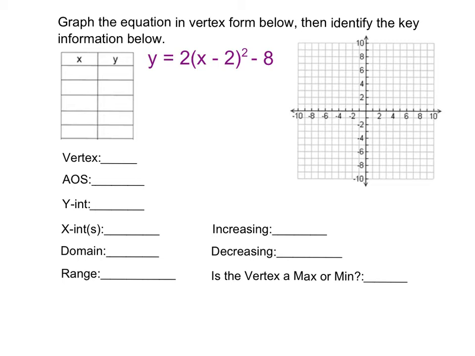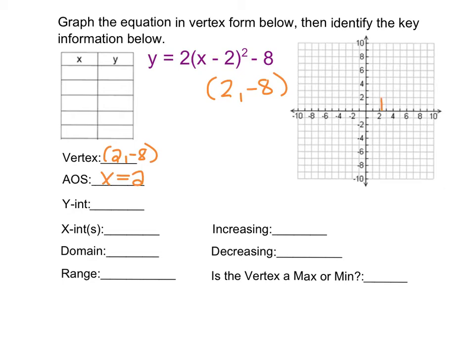So this says graph the equation in vertex form below and then identify the key information below. So we're going to start by looking at the fact that this is in vertex form. So I can find my vertex very quickly by taking the opposite of 2, because that's going to move us 2 to the right, and we go down 8 units. So we have a vertex of 2, -8. I then have an axis of symmetry that matches that of x is equal to 2.